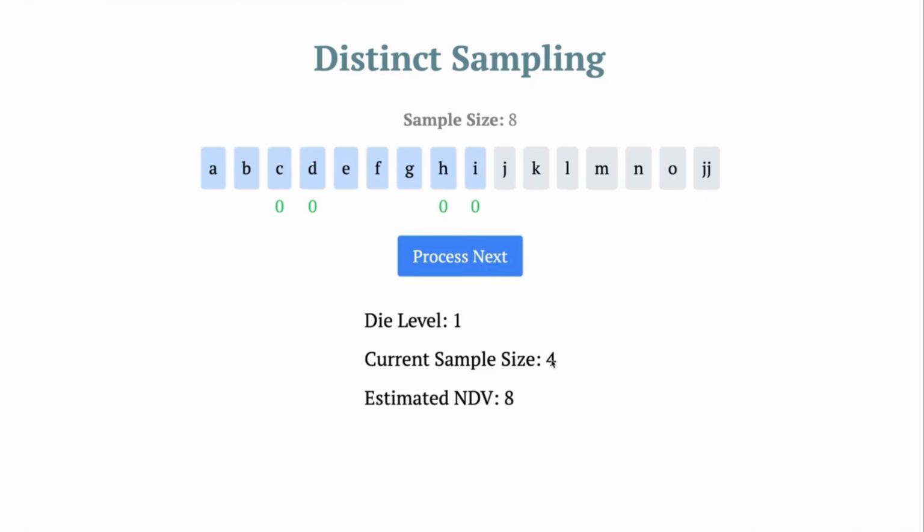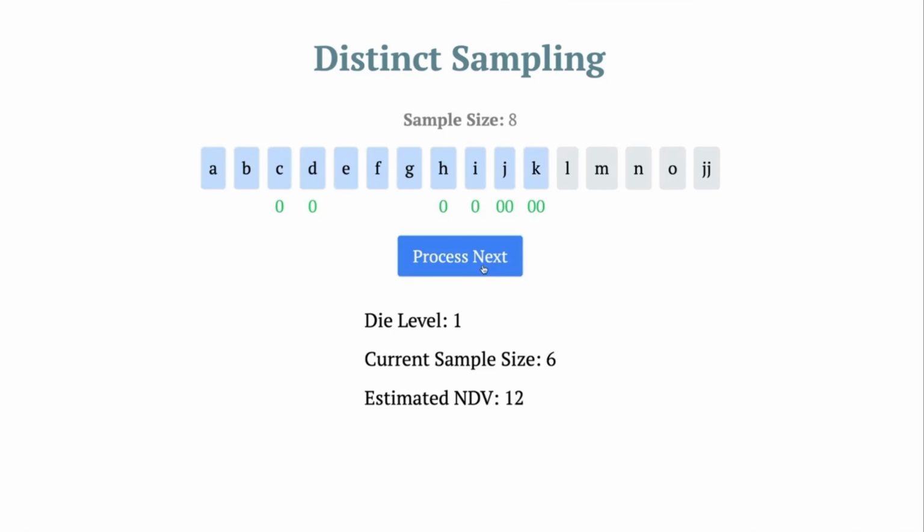And it only contains those values that meet this die level. So you have to have at least one zero, then we'll put it into the sample set. Otherwise, we'll drop all those other values. So this time we only have CD and HI in the sample data set, and the estimated NDV is 8.